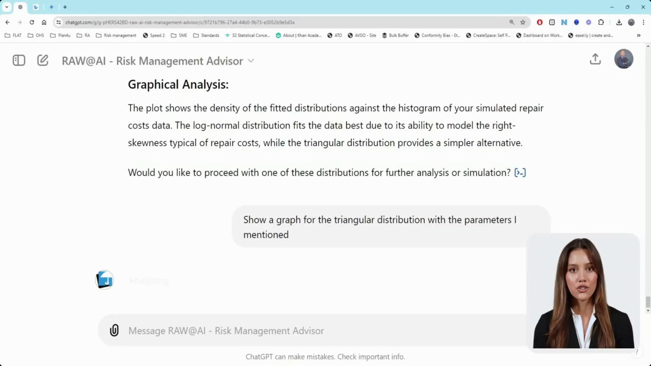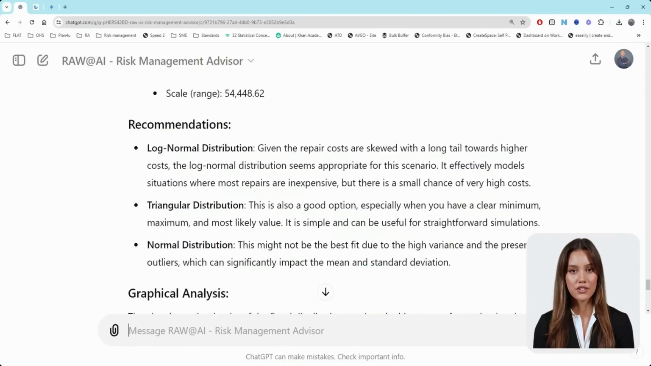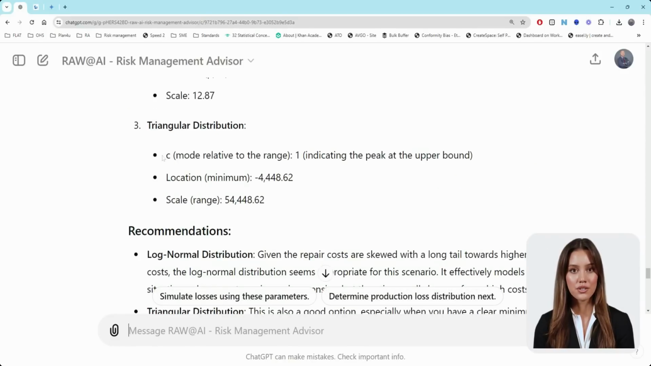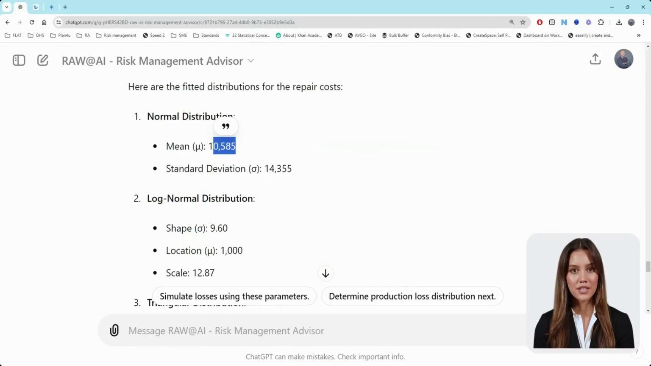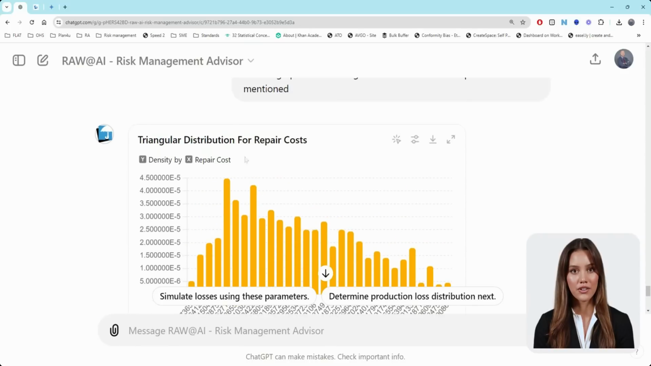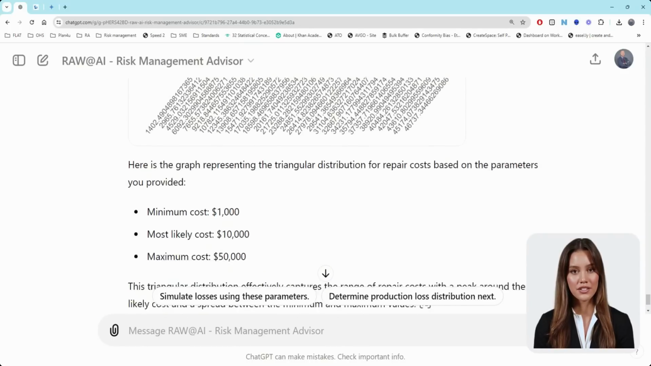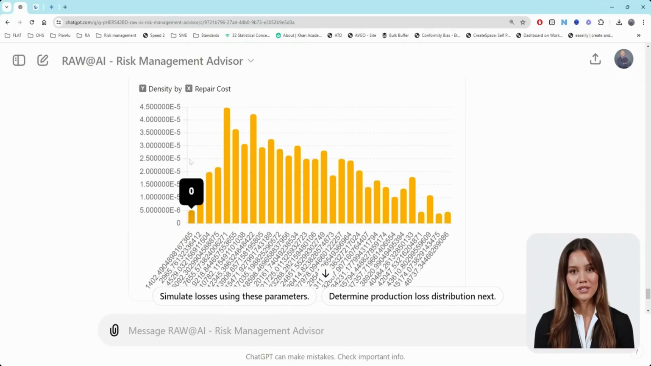Show a graph for the triangular distribution with the parameters I mentioned. Let's ask it to show it separately. Looking at this, it seems incorrect because we have some negative values. This doesn't look right. The $10,000 standard deviation of 14 also doesn't look right.